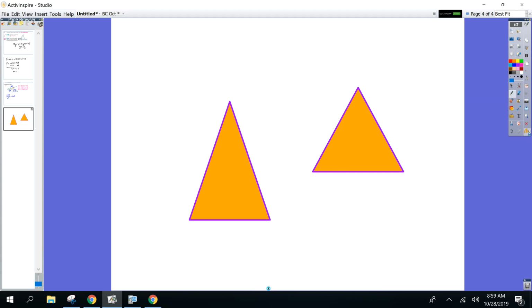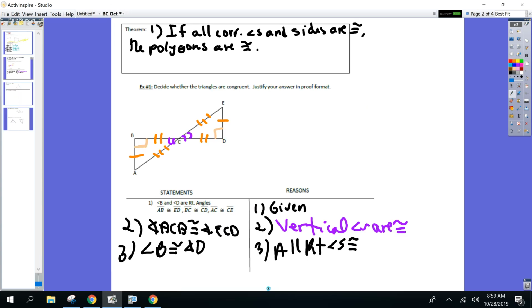How many degrees in this triangle? How many in this triangle? I got 2 pairs congruent. What's got to be true about the 3rd pair? They have to be congruent if they're all going to add to 180. And isn't that what I have in this proof already? I have 2 pairs of congruent angles.